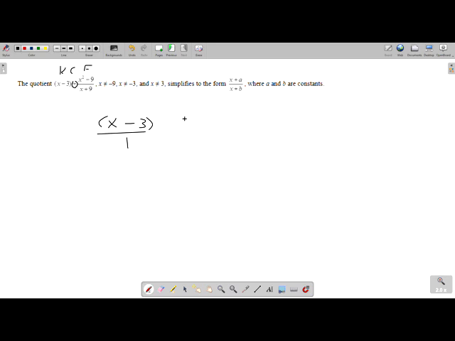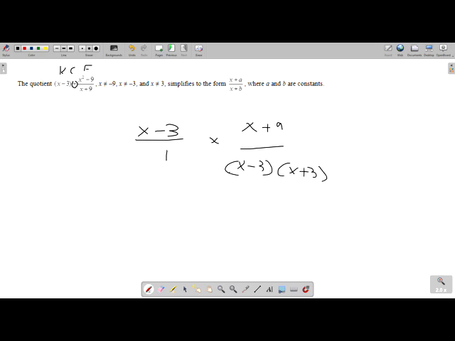Now we're going to flip it. x plus 9 times x plus 9 over x squared minus 9. And here we're going to do the perfect square. It's the only thing we can do it for. Perfect square. Let me just write it again because it wasn't that neat. x minus 3 over 1 times x plus 9. And the perfect square here is x minus 3, x plus 3. Now we're going to be cancelling. We're going to be left with x plus 9 over x plus 3.